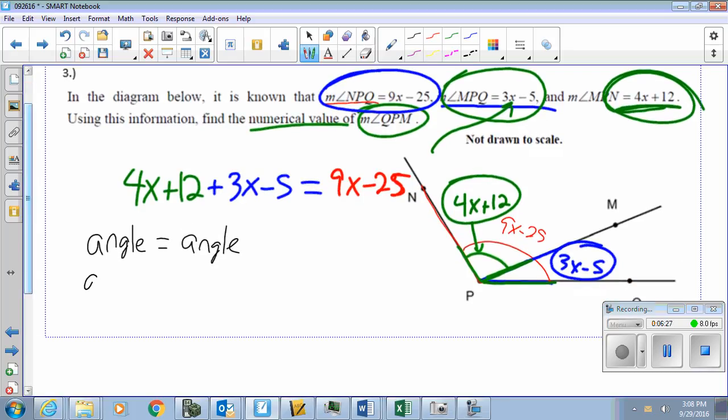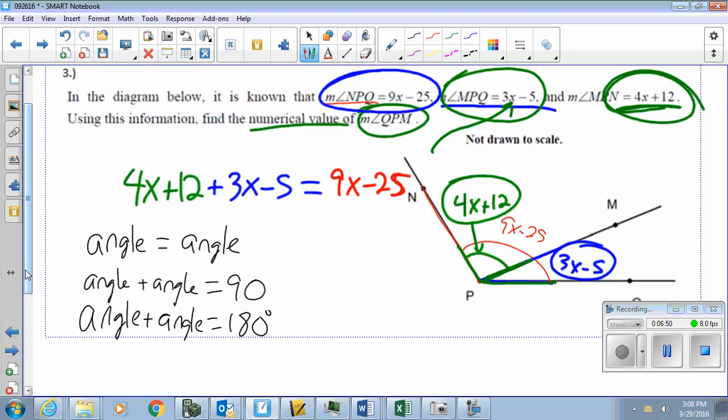You could have angle plus angle is equal to 90. Remember, if they're complementary, they add to 90 degrees. You could have angle plus angle is equal to 180 if they're supplementary. Remember, if you have vertical angles we talked about, your angles are equal.